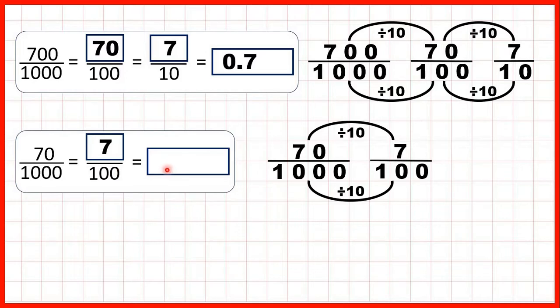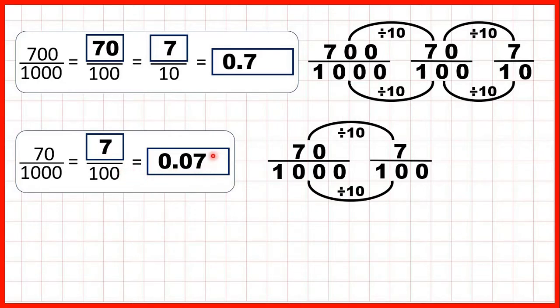And let's think about how we write that as a decimal. If we're writing 70 thousandths, the denominator of 1,000 tells us that we can't go past the thousandths place, so we can have 3 digits after the decimal point. Because we have 70, the 7 gets shifted over into the hundredths place. But 70 thousandths is equivalent to 7 hundredths, and we write that as 0.07, because the second digit after the decimal point is the hundredths digit.